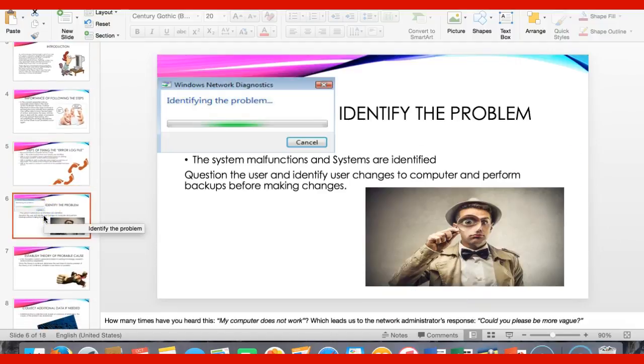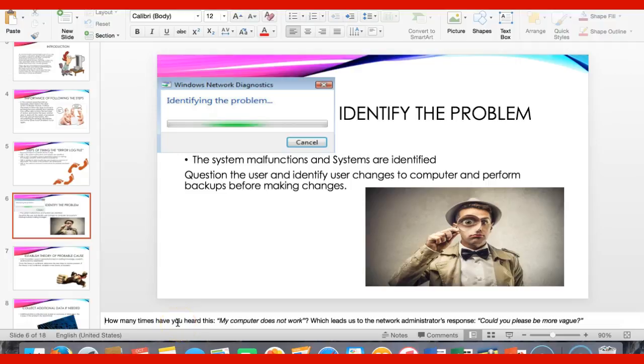And to my left here is showing what is possibly going to show up on the screen when we have a computer trying to diagnose itself. Sometimes when we run the diagnostics, the computer will freeze up while identifying the problem. And what do we mean when we say identify the problem? It means question the user and identify the symptoms, and have the user perform backups before making changes.